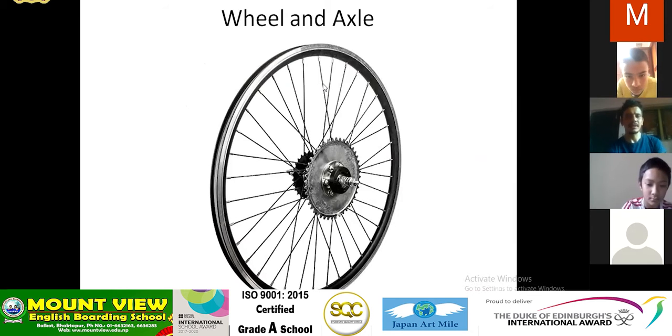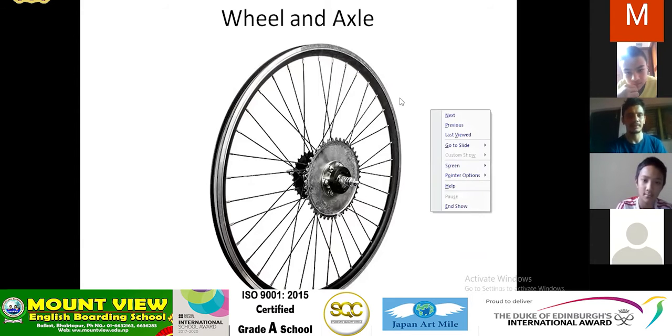Basically a wheel and axle has two cylinders. This bigger one is one cylinder, and the lower, smaller one is another cylinder. The big cylinder is called wheel. यो ठुलोलाई भन्छौँ wheel. The big cylinder is known as wheel, and the smaller one is axle. Both the wheel and axle are attached to each other. They are coaxial, a coaxial simple machine.